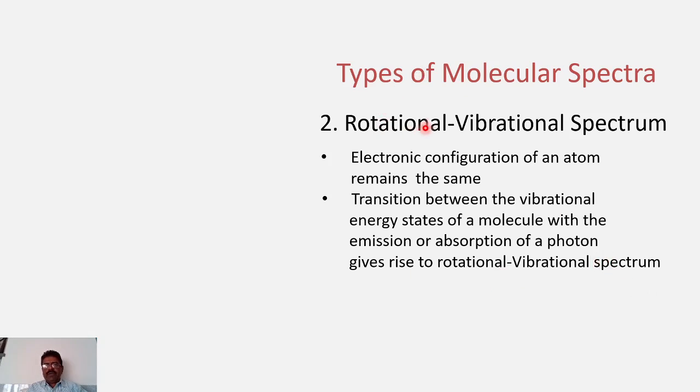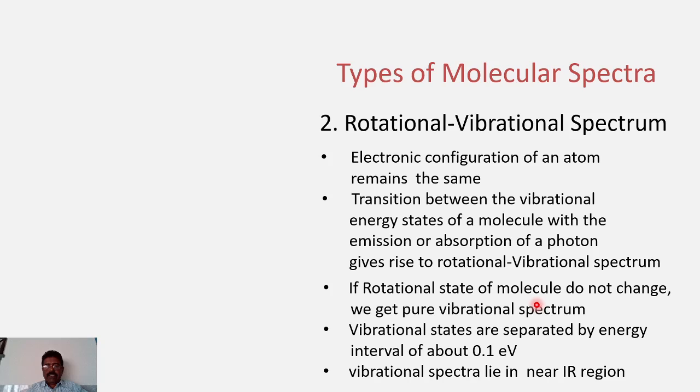But suppose the molecule is having only a vibrational state. That means the molecule is not rotating, only vibrational motion is involved. Then in that particular case, the spectra that you will get will be pure vibrational spectra. So pure vibrational spectra is also possible, but at that time, what is the condition? Along with the electronic configuration remaining the same, the rotational state of the molecule should also remain the same.